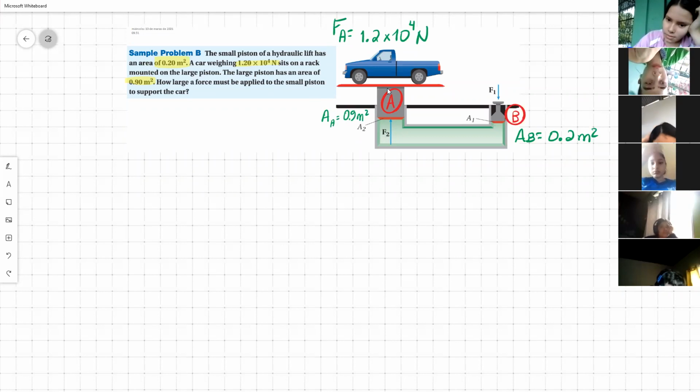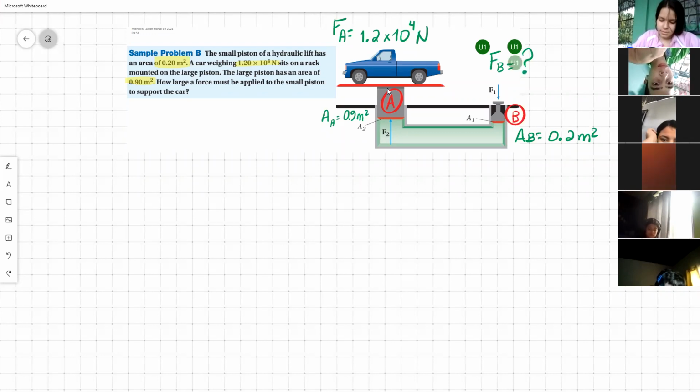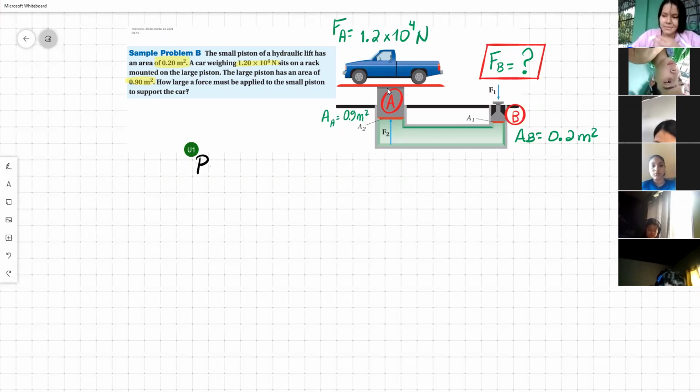How large a force must be applied on the small piston? So I need to find the force that is applied at point B on the small piston. So the force in B is unknown. That is what I'm going to focus on. Having all the information organized like that, you can apply Pascal's principle, which states that the pressure in A is equal to the pressure in B. And then you apply the formula.